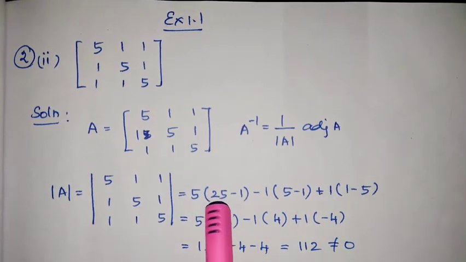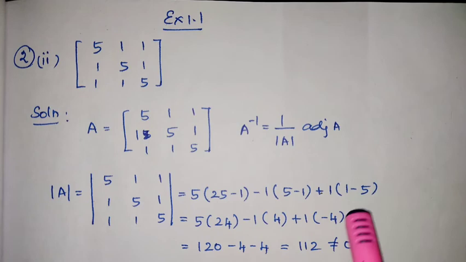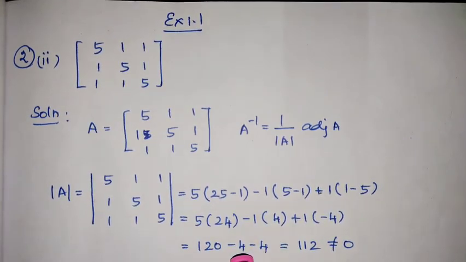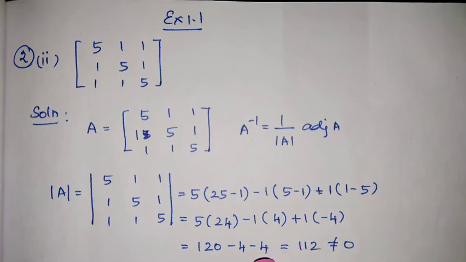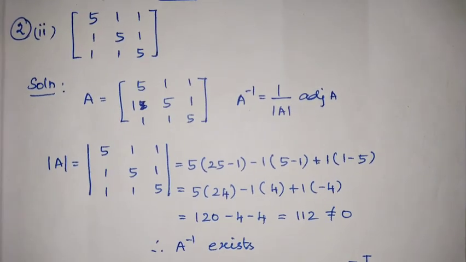So 5 into 25 minus 1 is 24, minus 1 into 5 minus 1 is 4, plus 1, 1 minus 5 is minus 4. 5 into 24 is 120, minus 1 into 4 is minus 4, 1 into minus 4 is minus 4, which is equal to 112, which is not equal to 0. So what? A inverse exists.